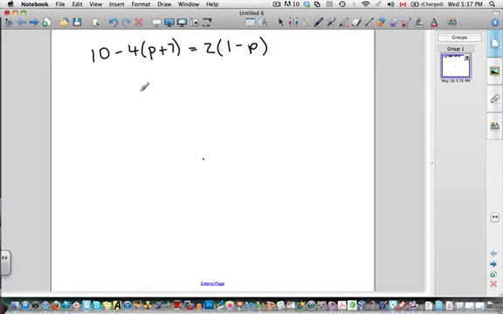Welcome. In this example, I will be solving an equation which has variables on both sides. And as you can see, we also have to simplify both sides. So let's start with the right side. We write down 10. It's not affected by anything.